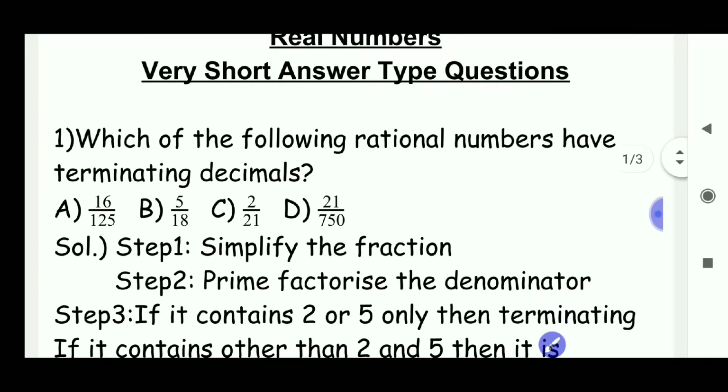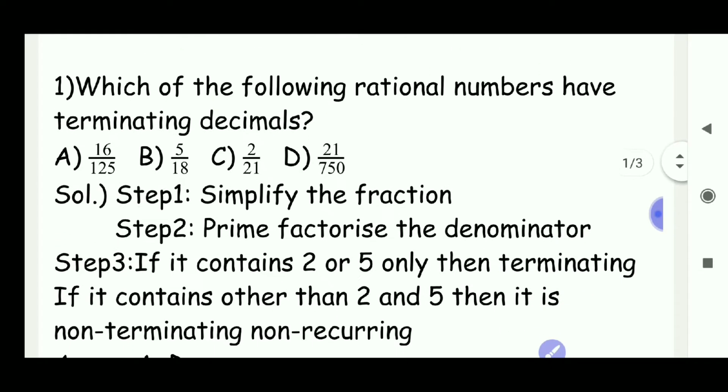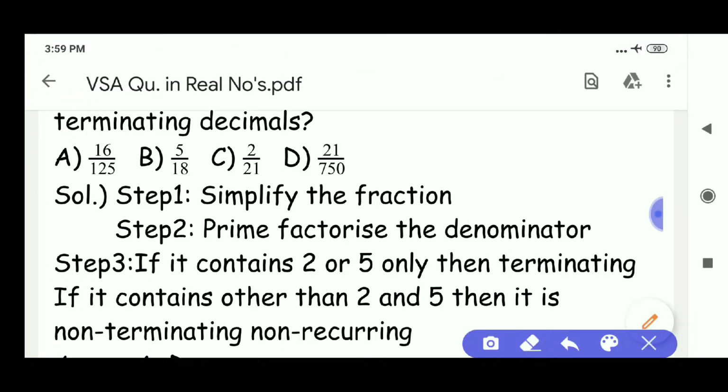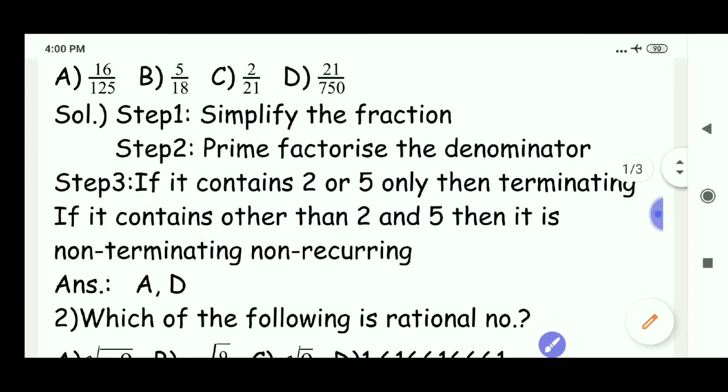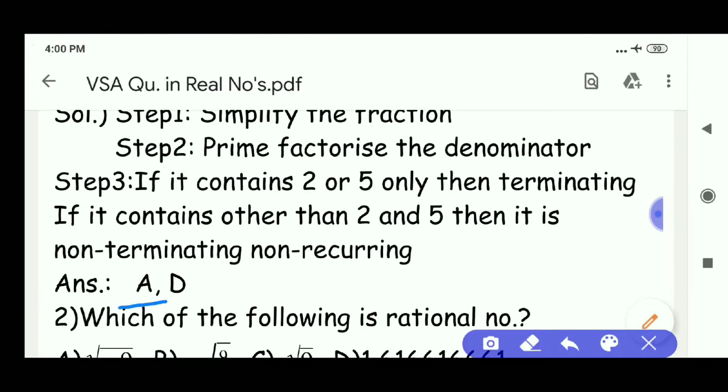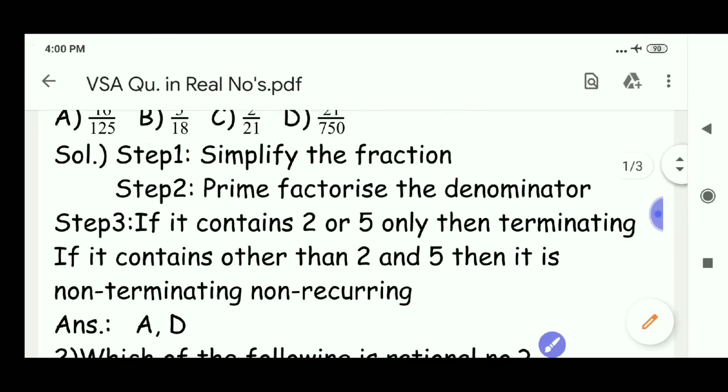How to solve it? Step number 1: simplify the fraction. Step number 2: prime factorize the denominator. If it contains 2 or 5 only, then it is terminating. If it contains factors other than 2 or 5, then it is a non-terminating recurring decimal. In our question, the answer is A and D.